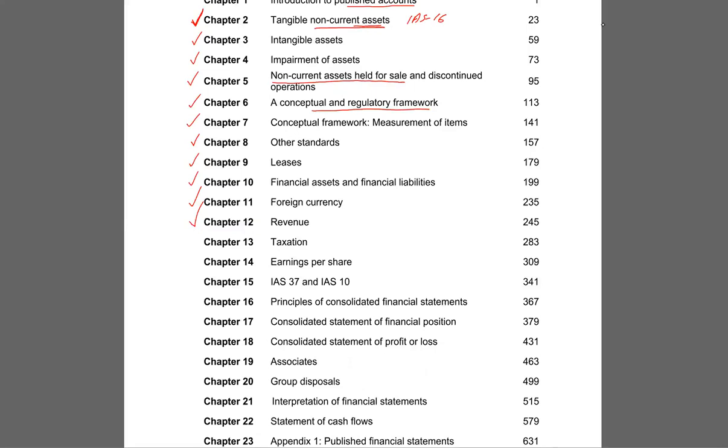Then, obviously, taxation. Once you are able to calculate the profit or loss of the company, then obviously you need to calculate the tax as well. How to calculate the tax? How to record the tax, and most importantly, there is a term called deferred tax.